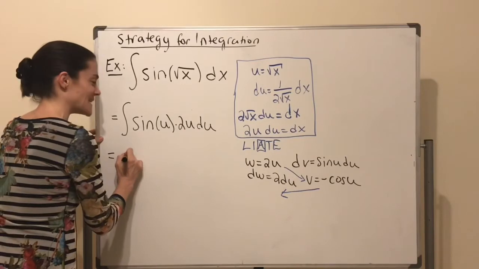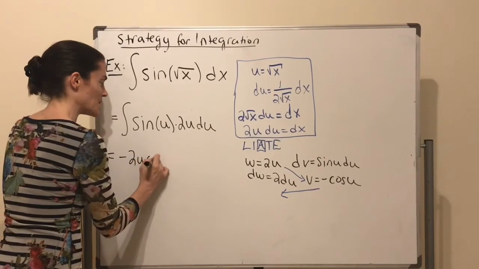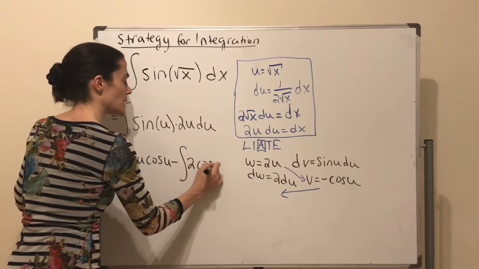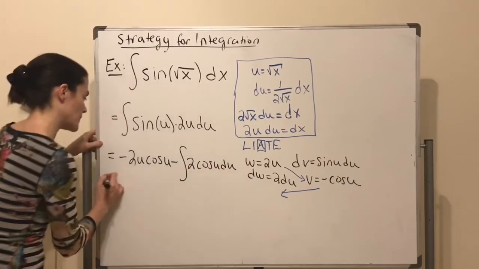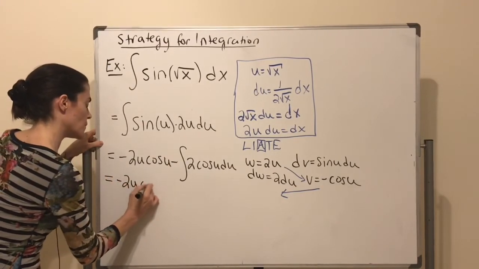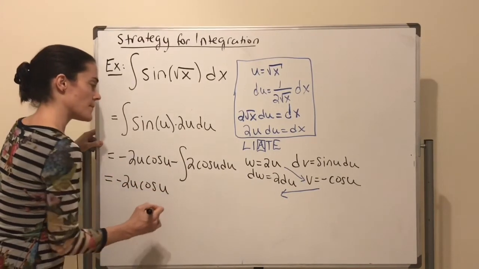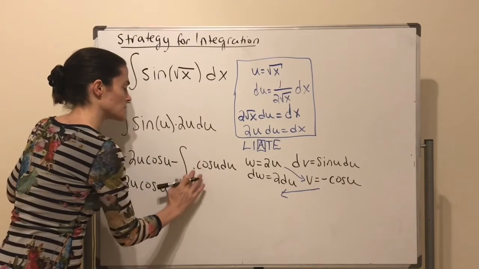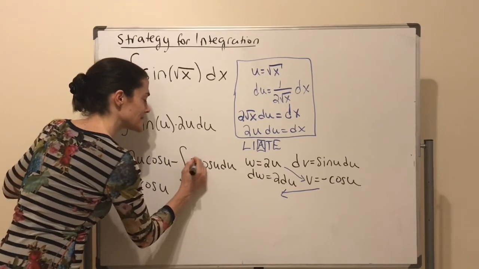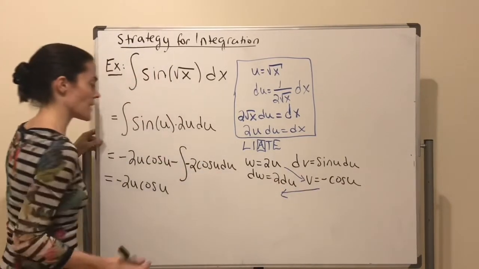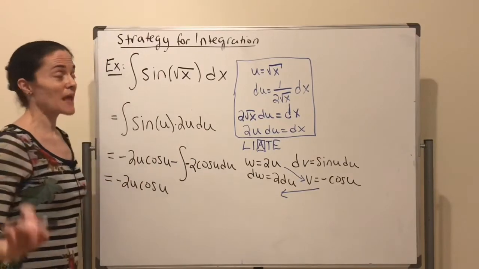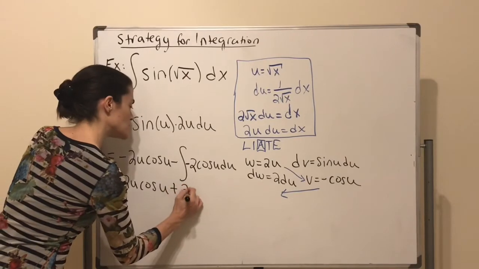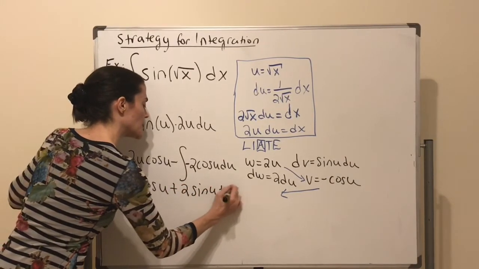Okay, this is minus 2u cosine u minus the integral of 2 cosine u du. Oh, I left off a minus sign, excuse me. There's a minus, and then this is negative, minus 2. This now becomes a plus. And when we integrate the cosine, it's positive sine. So we have plus 2 sine u plus c.